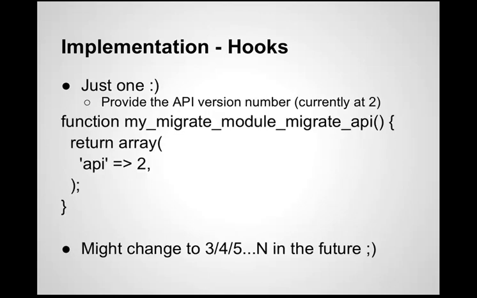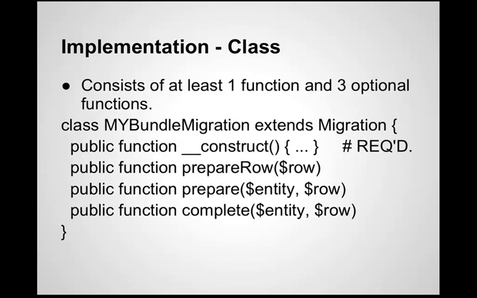For hooks, there's really just one. It's hook migrate API. And inside that, you're providing an array with what version of the API you're dealing with. Right now, it's on 2. In the future, it might be on 3. That's what Mike Ryan's working on, or 4 or 5 if it's years down the line. And when you're creating the actual migration class, it consists of at least one function, and that's the constructor. You also have the prepare row, the prepare and the complete functions, which are optional.